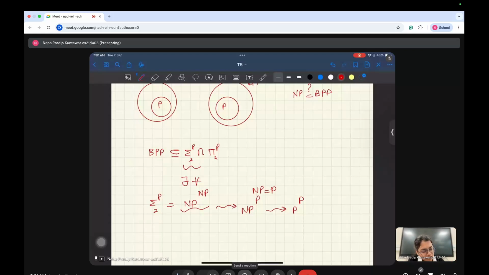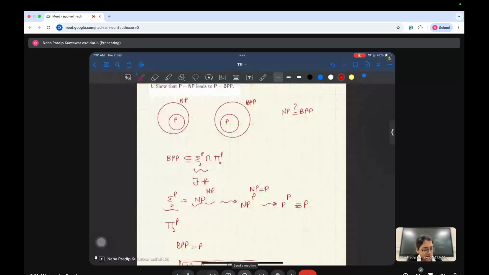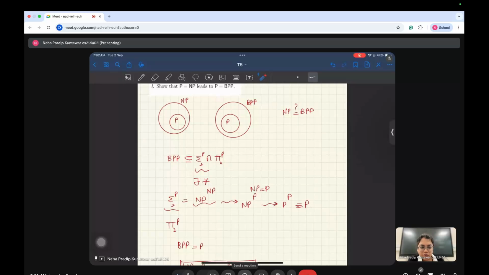So just to summarize, what we did was we used this result that BPP is contained in the sigma 2P intersection pi 2P of the polynomial hierarchy, and we know that sigma 2P is nothing but the NP to the NP class, and then we replaced the NPs with the deterministic machines, which gave us that BPP is equal to P.